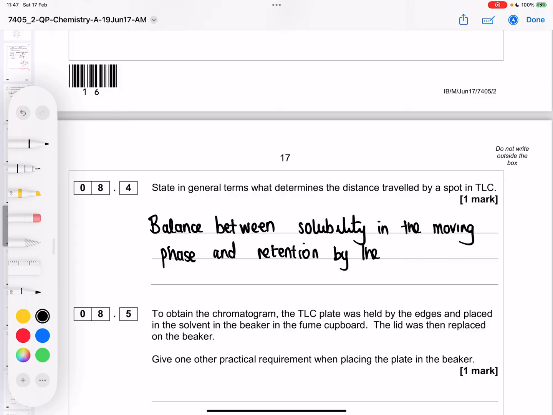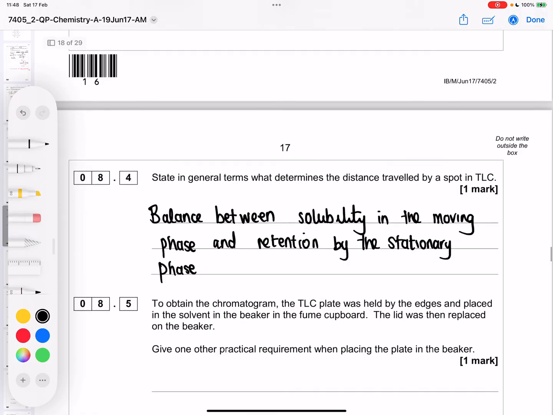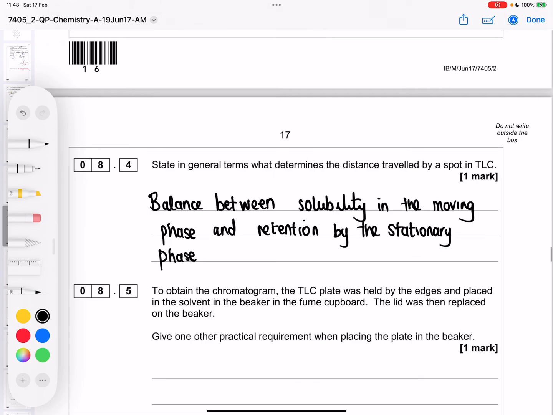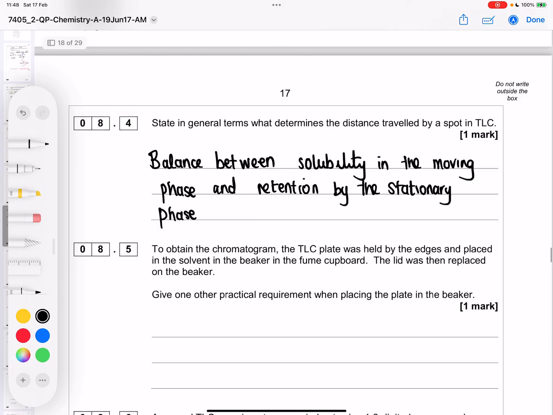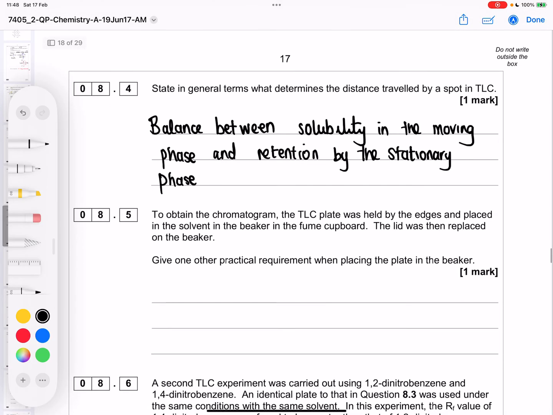by the stationary phase. So if I change the stationary phase from silica to a piece of paper, so if you've ever compared a TLC plate to paper chromatography, you'll get different RF values because the stationary phase has changed. Even if you use the same solvent, you'll get different answers, because your data book values would be different as well. But it's the balance between solubility in the moving phase and retention by the stationary phase.